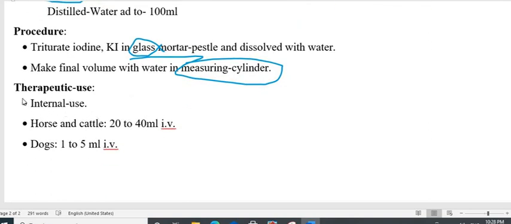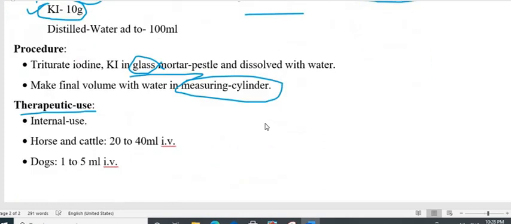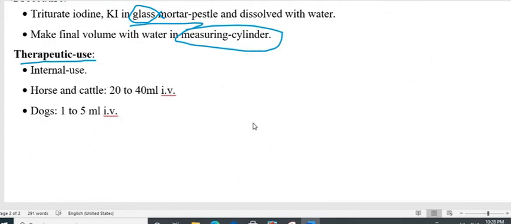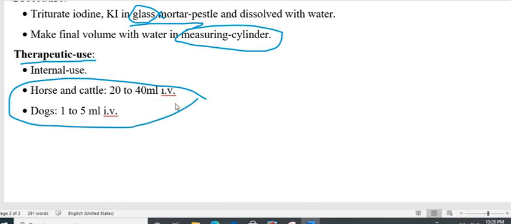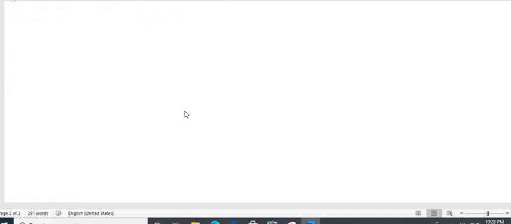So this is the therapeutic use. Therapeutic use is very much. This is used internally as a blood purifier, and also used for vaginitis or metritis as a douche, and for IV preparation the doses for horse and cattle vary from 20 to 40 ml IV. For dog, it varies from 1 to 5 ml. So this is all about the last pharmacy preparation that I have to talk about. And in the next class, we are going to discuss the next thing. So this is all about it.